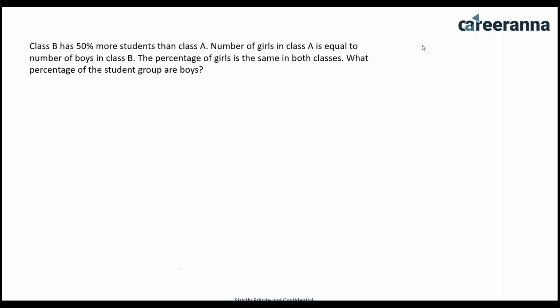Navya, you have got 60. Aditya, 60. Okay, Kashish, you are confused. Those who have got 60, please share your approach. Okay, Anushka, your answer is 40. What I do in this type of question is, I just have to understand that class B has 50% more. That means if I have 100 here, I have to write 150 here.